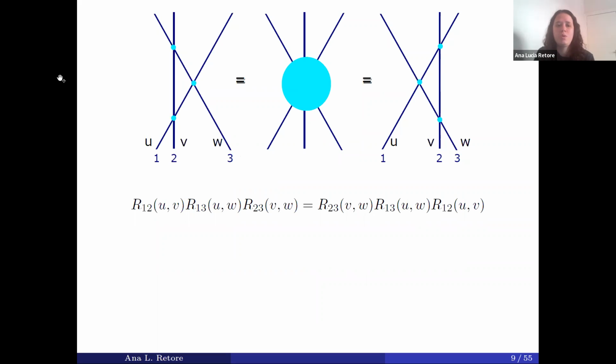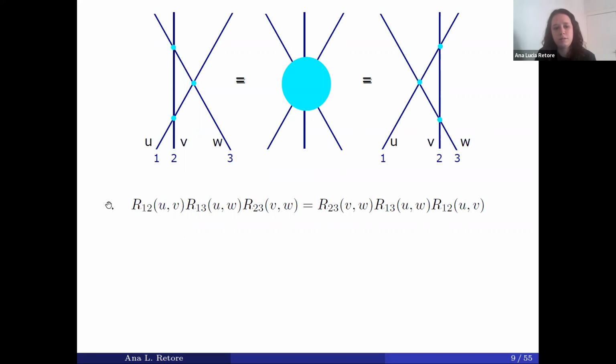integrability means that you can scatter them in 2 ways. You can have this factorized scattering of 2 to 2 particles. But it can happen in 2 ways, and they have to be equivalent. So this statement is the Yang-Baxter equation. It means that if you scatter particles 1 and 2 first, then 1 and 3, and then 2 and 3, you should get the same result as scattering particles 2 and 3, then 1 and 3, and then 1 and 2. So this is what Yang-Baxter basically says.